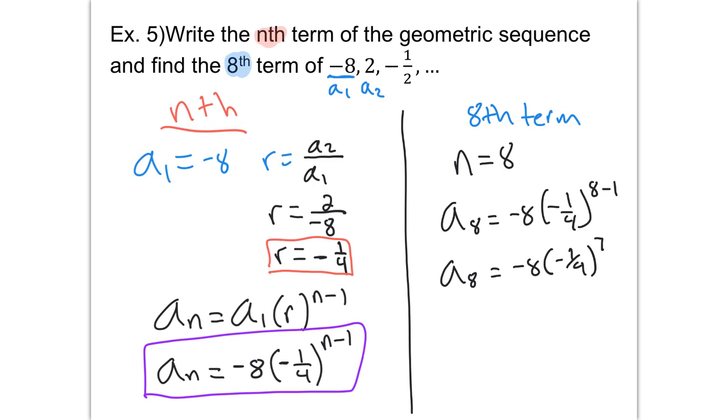Now this is as a fraction, my answer, but the 8th term is 1 over 2048. So we do have a very small fraction, and that's my 8th term.